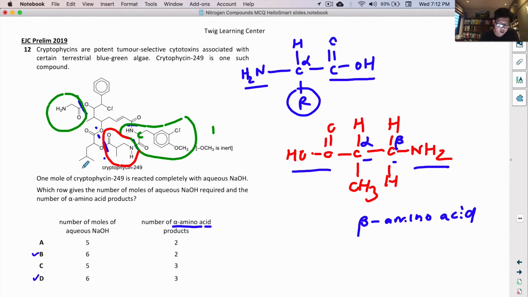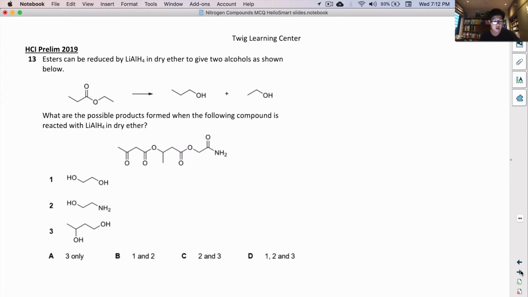The one highlighted in red is actually a beta amino acid, so it's not considered. That's why the answer is actually B. There are only 2 alpha amino acids. Okay, let's run through the next part. Let's look at question 13.